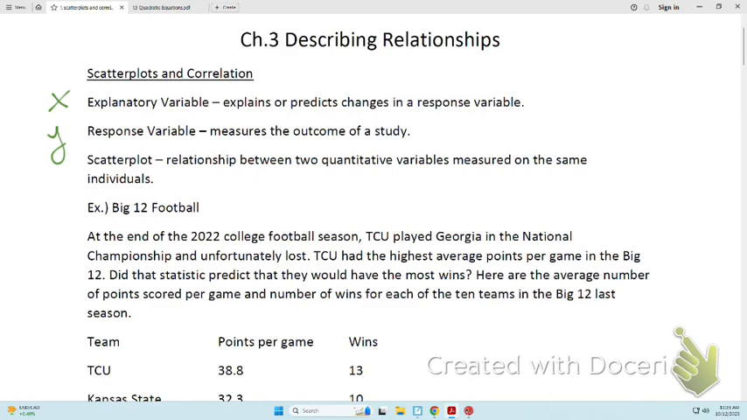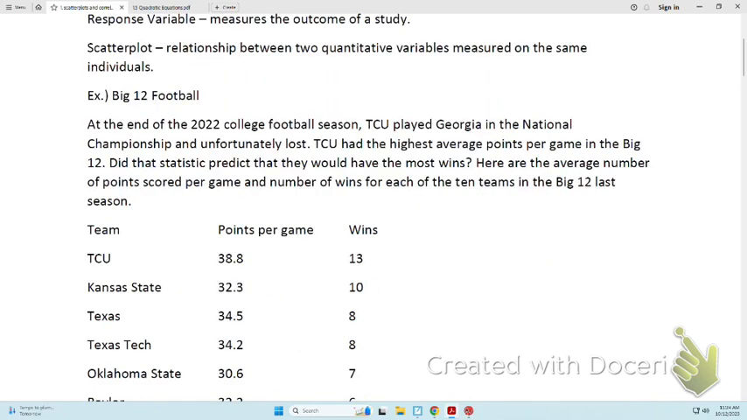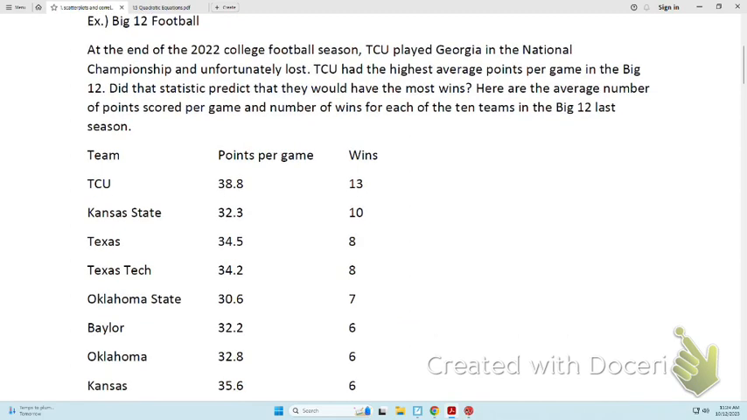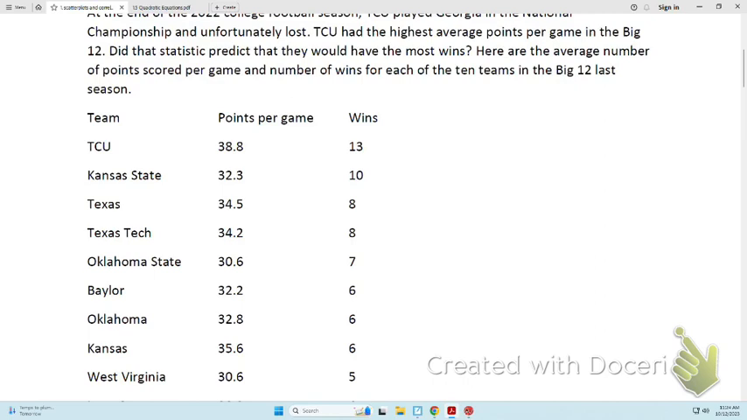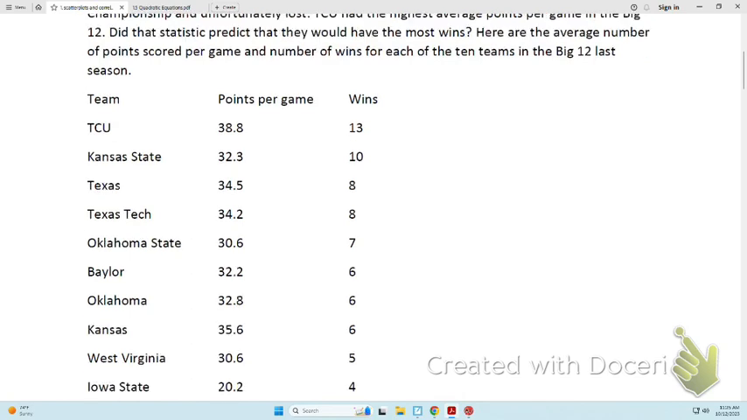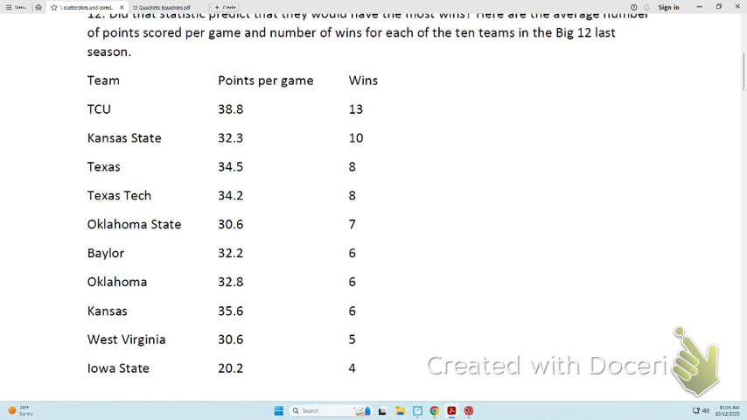First, we need to understand a basic scatter plot. And I came up with this Big 12 problem. Our textbook uses the SEC division of football, and I figured we should look at our division. So this is last year's data. TCU did pretty good, made it to the national championship, but lost pretty badly to Georgia. So they did have the highest average points per game. Did that predict that they would be top of the division? So here's all the data.